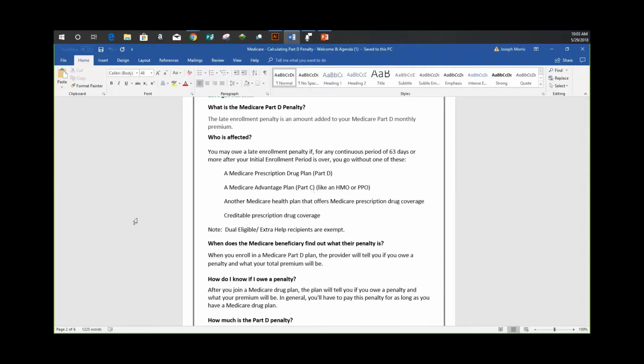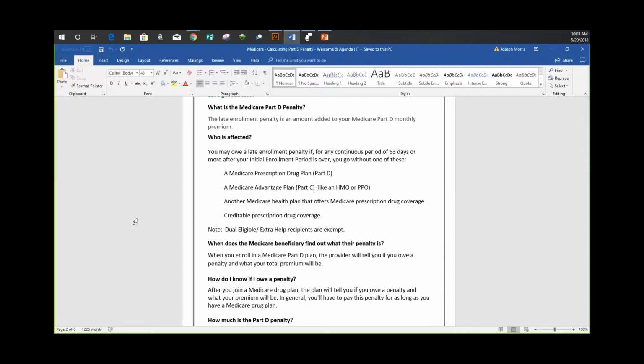Now, I want to note that those that are dual eligible or receive extra help, they're exempt of the penalty. So what that means is if they're eligible for Medicaid and Medicare, if they're low income subsidy or they're getting extra help towards their health care expenses such as insurance premiums, they are exempt of the Part D penalty.